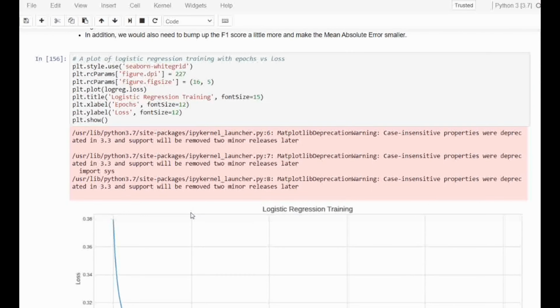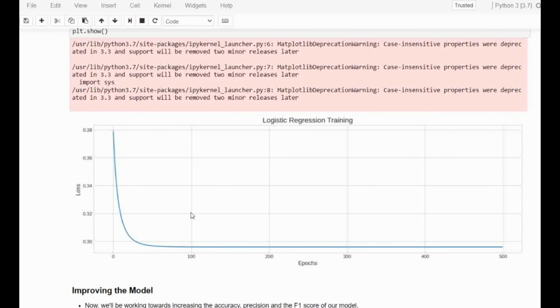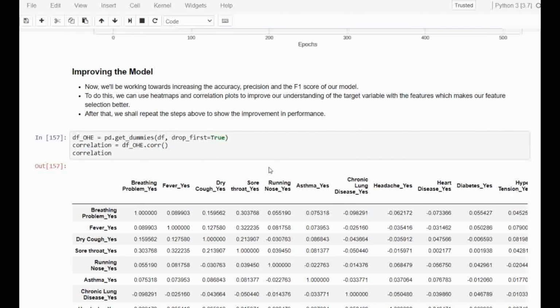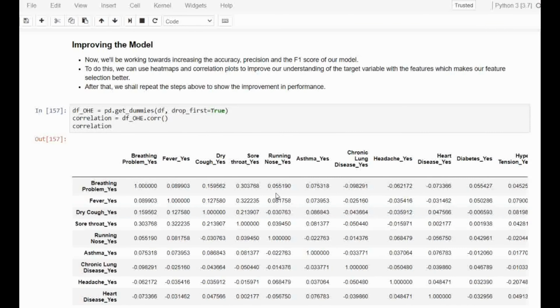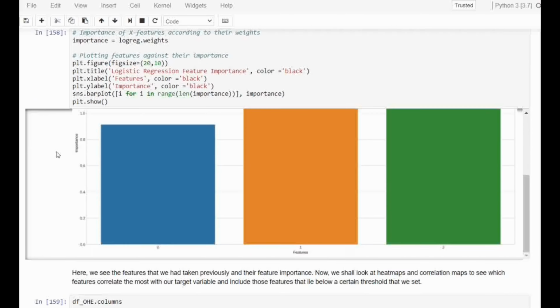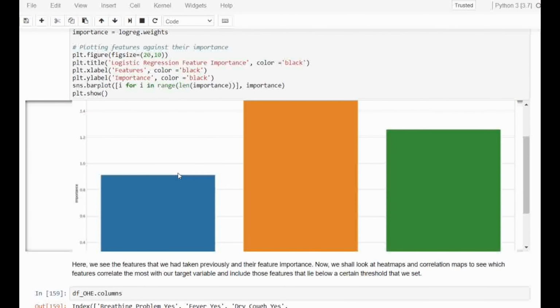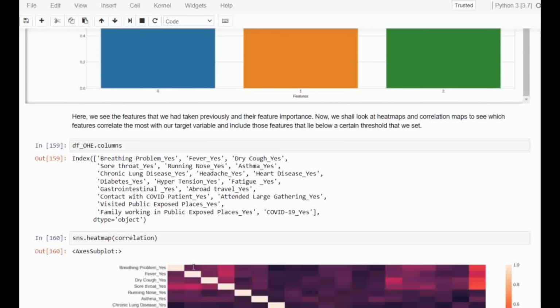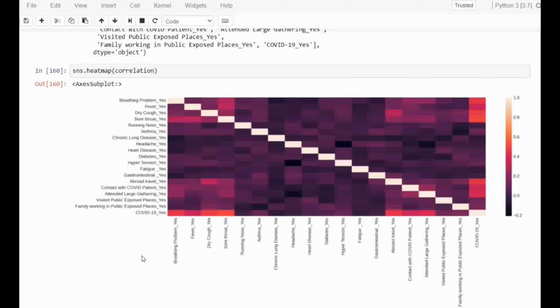And this is a graph that plots logistic regression training epochs versus the loss function, and you can see it gradually decreasing. Now that we have our initial model, we'd like to improve our model, which is why we'd like to build correlation plots. And these 3 are feature importance plots of our features that we took in our initial model. And we build heat maps for our correlation.